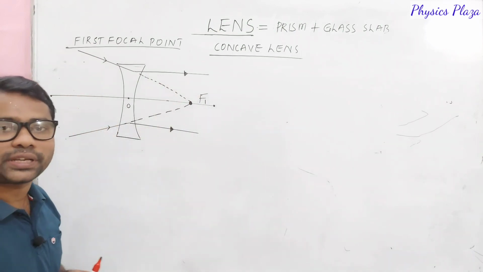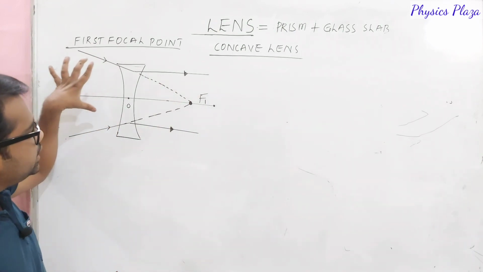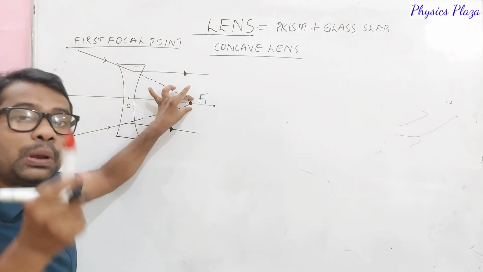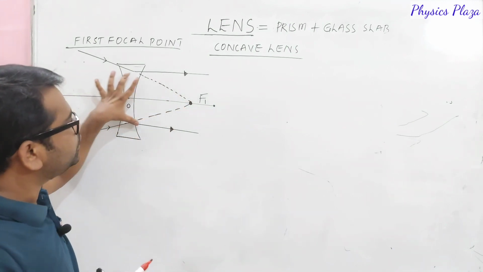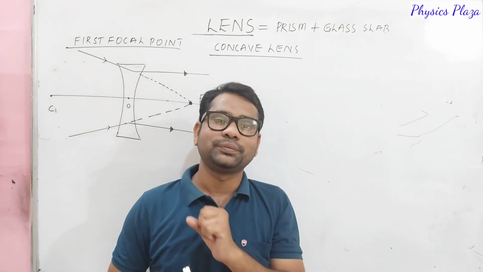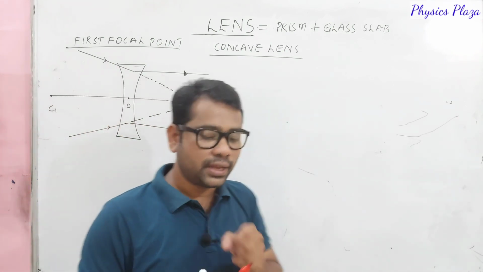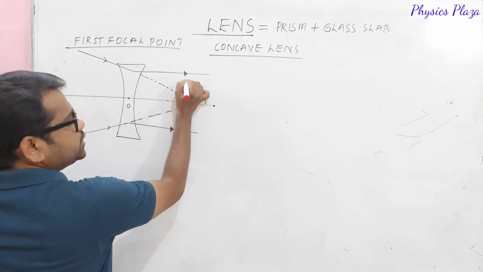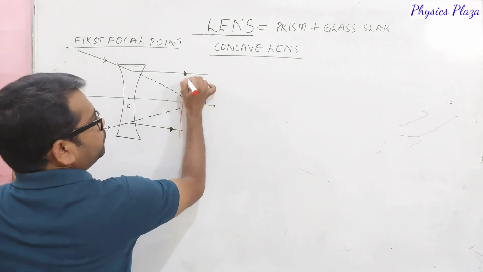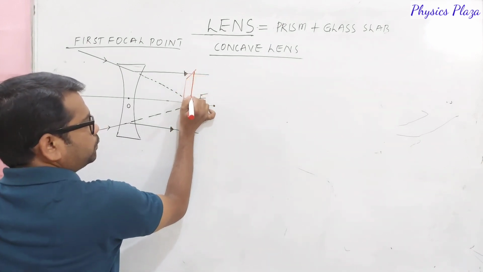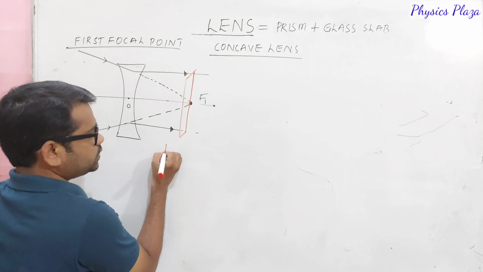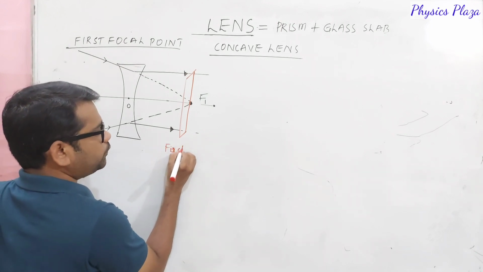Children, it's very important to understand. The light rays coming and incident on a concave lens appear to meet at a common point on the principal axis, but after refraction they go parallel to the principal axis. That point where the light rays appear to meet is called the first focal point. And dear children, the plane which is passing through the first focal point and perpendicular to the principal axis is called the first focal plane.